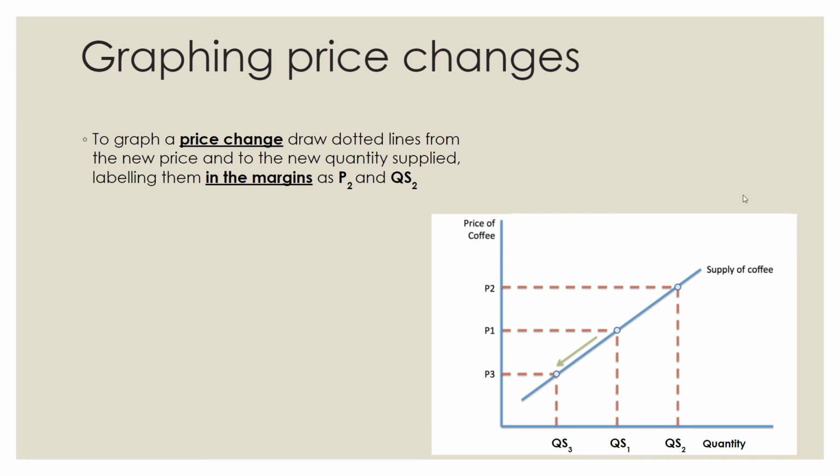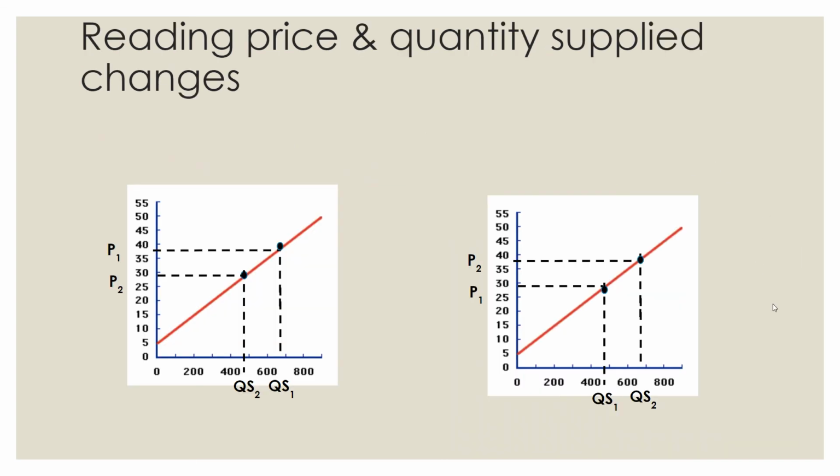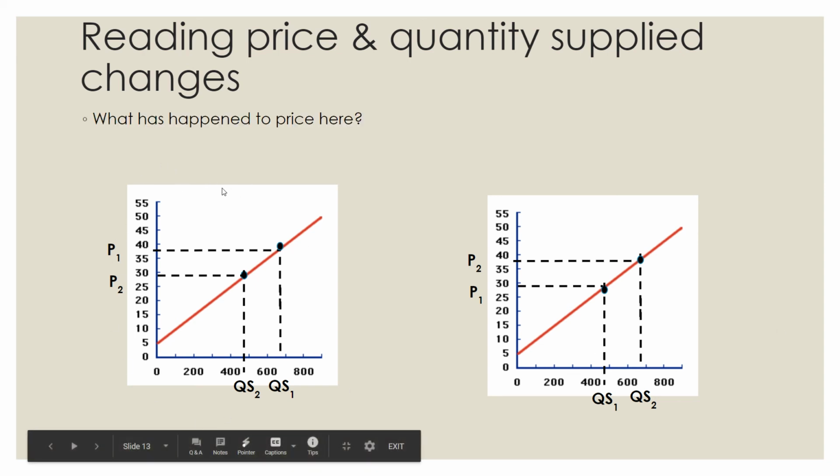So in this image, take a look at this graph right here. Which is the most current price? P1, P2, or P3? P3 is the most current price. Okay, so let's see if you can use the same logic from the demand section of this unit to this. What has happened to price here?